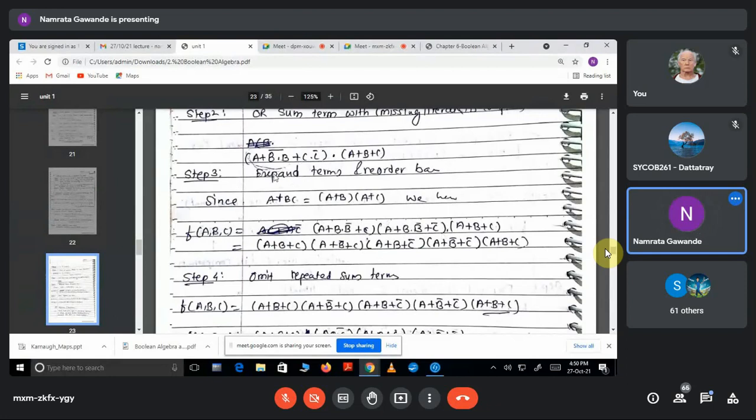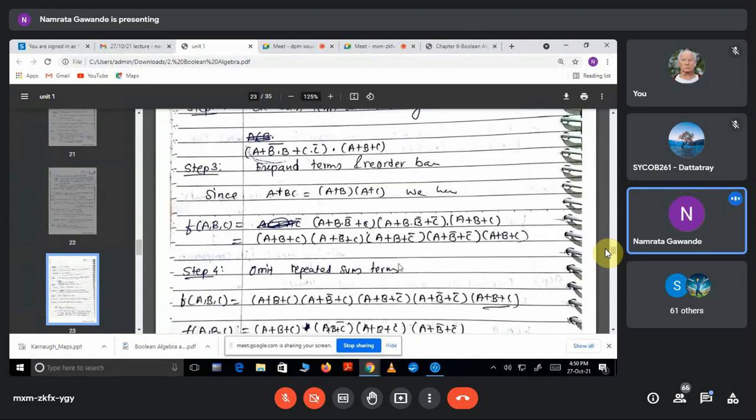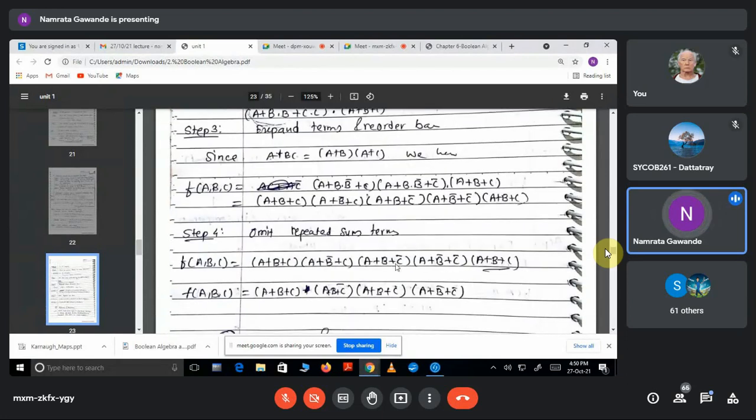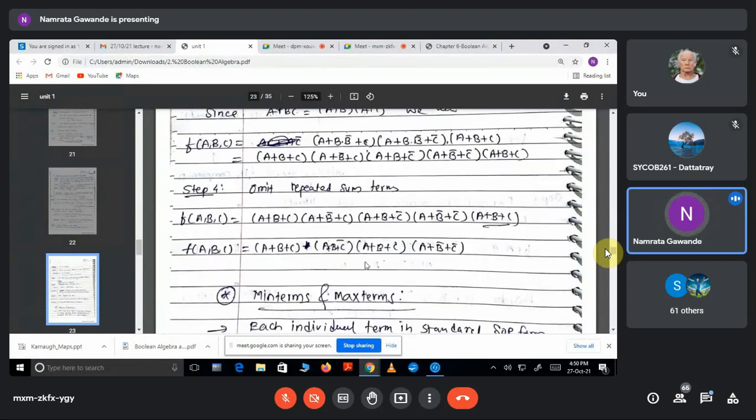Okay, A plus, first this particular part is taken, and likewise A plus BC, how can you write it? A plus B and A plus C. So accordingly this particular form is written. You have to use that particular law, and then after that you can omit the repeated sum terms. And then you will get this final expression.